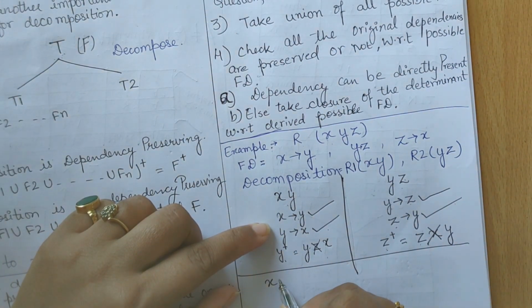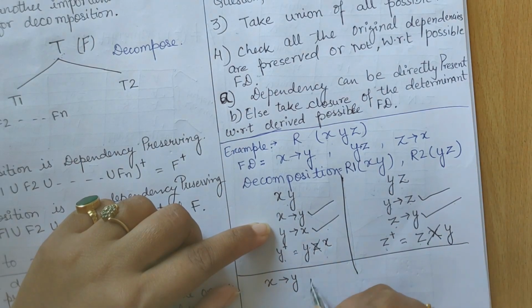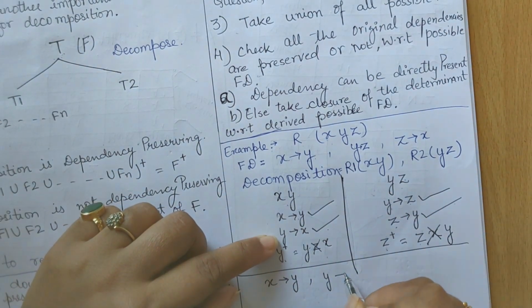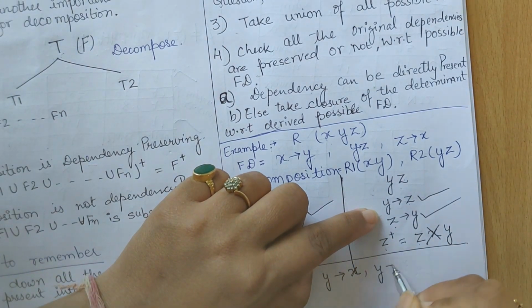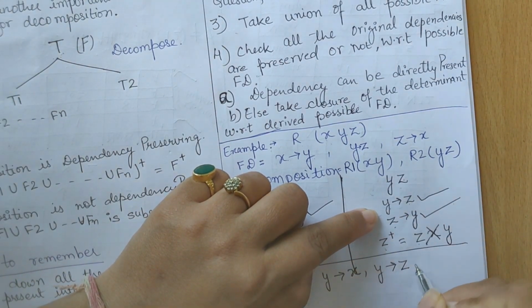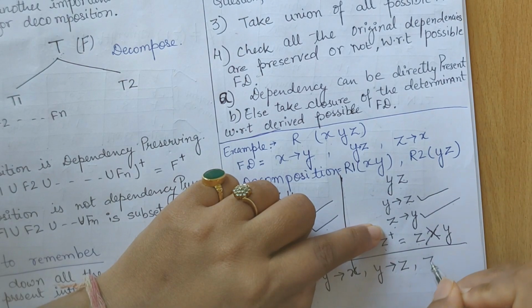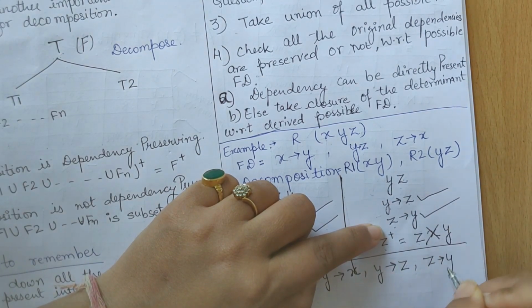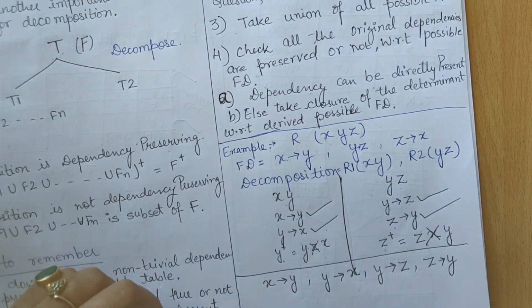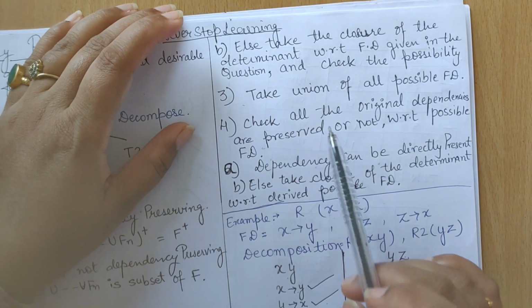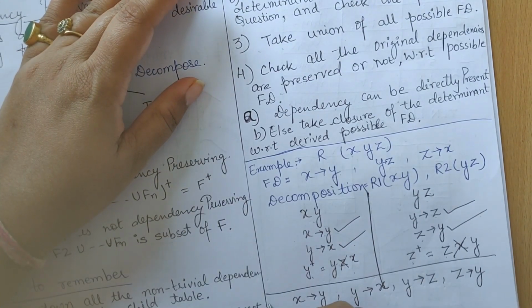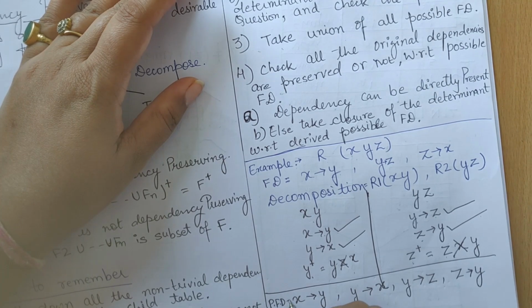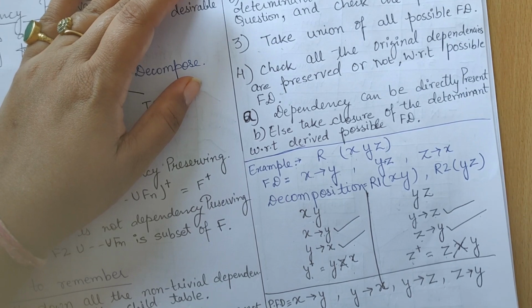I am having X determines Y. I am having Y determines X. I am having Y determines Z. And I am having Z determines Y. This is the union. I have taken the third step. Take the union of all possible functional dependencies. So these are my possible functional dependencies.